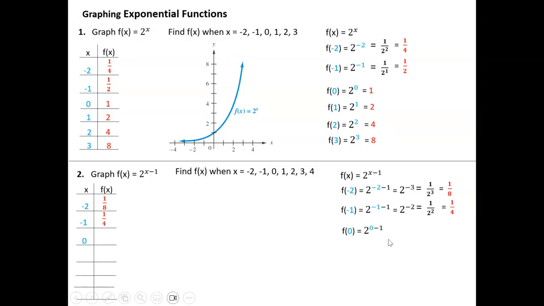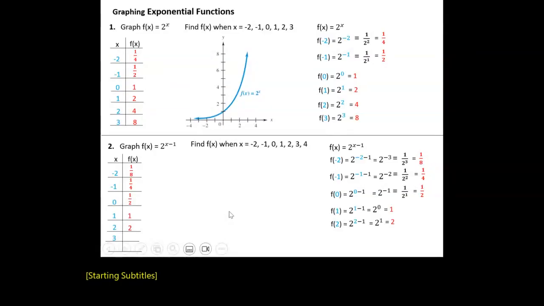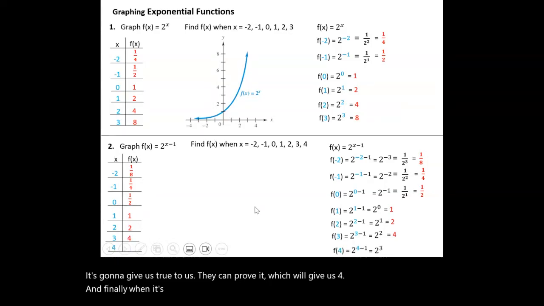When it's 0, 0 minus 1 is -1. This is going to give us 1/2. And then when it's 1, 1 minus 1 is 0. So 2 to the 0 power will give us 1. When it's 2, it's going to give us 2 to the first power, which is 2. When it's 3, it's going to give us 2 to the second power, which is 4. And finally, when it's 4, it's going to give us 2 cubed, which is 8.